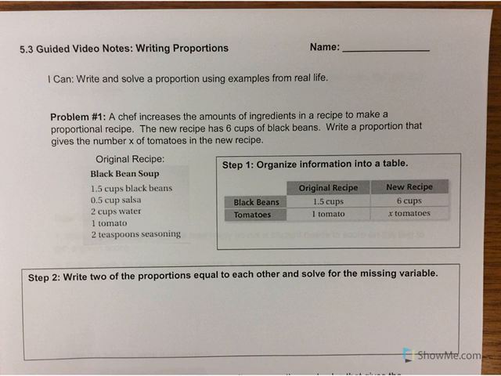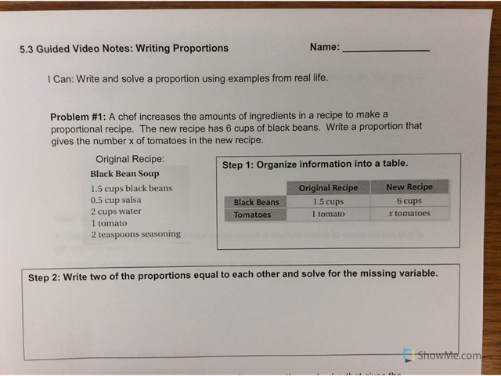So we have the original recipe called for 1.5 cups, and the new recipe has 6 cups of black beans. So we're increasing the number of black beans from 1.5 to 6 cups. The original recipe had 1 tomato in there, so we want to know, based on the new increase of number of cups of black beans, what should the increase in the number of tomatoes be? And we're going to do this by writing and solving a proportion. There's different ways that you can set it up.